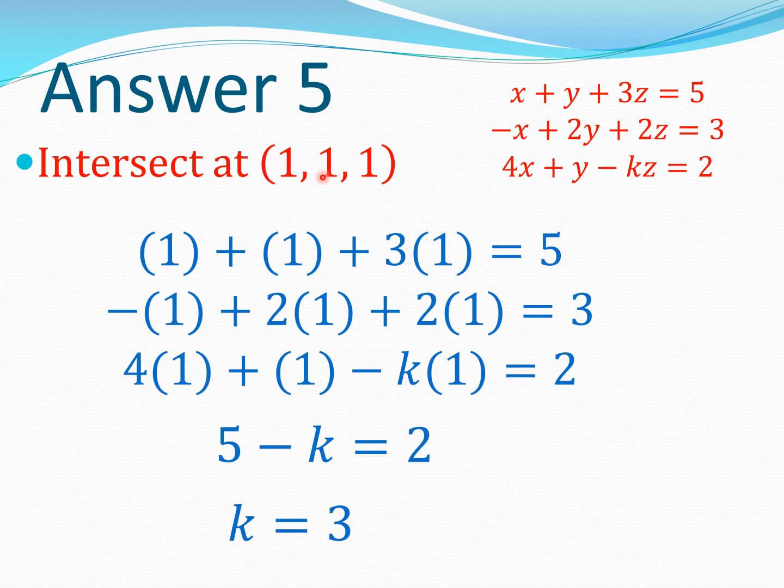So let's check this out. Let's take these three equations and simply substitute x is equal to 1, y is equal to 1, and z equals to 1. So I substitute this here. I get these three equations. Now, the first two equations simply verify the fact. So here you can see 1 plus 1 plus 3 equals 5. That is true, because 3 plus 1 is 5. Here 2 plus 2 is 4, minus 1 is 3. So this is also true.